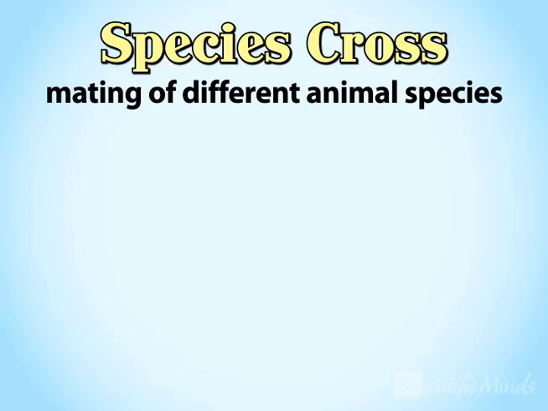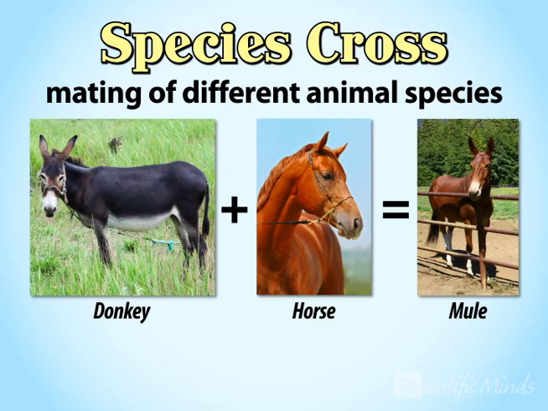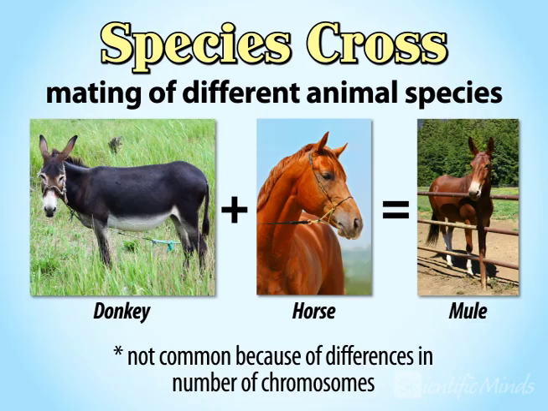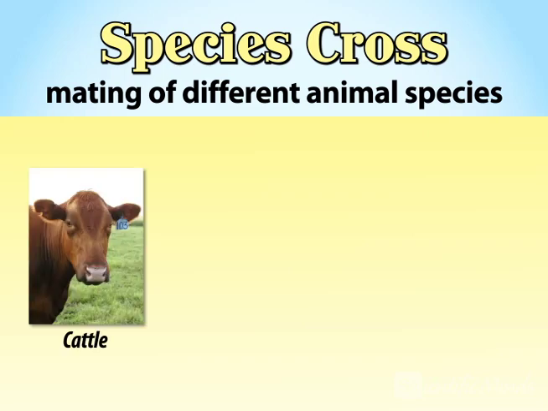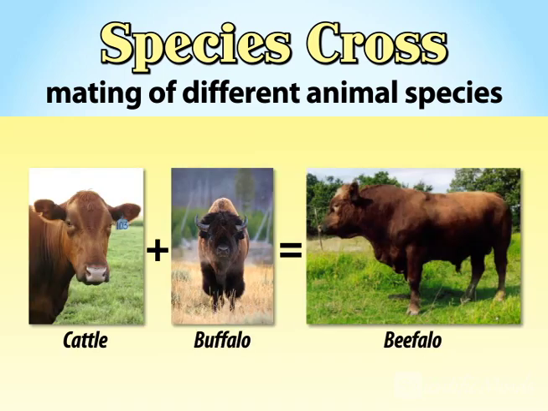Species cross is the mating of different animal species, such as crossing a donkey with a horse to get a mule. It is important to note that mating of different animal species is not common, among other things because of differences in number of chromosomes. The offspring of a species cross will usually be infertile. Another example of species cross is crossing cattle with buffalo to produce beefalo. It takes many generations to get a fertile bull cross that can be mated with a bovine cow to get true beefalo, which are 3/8 bison and 5/8 bovine.